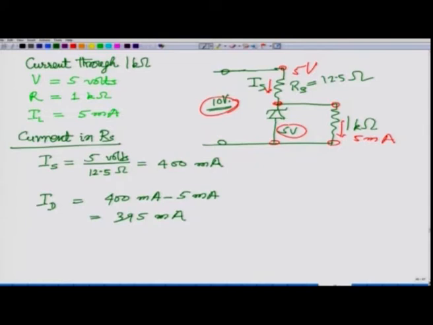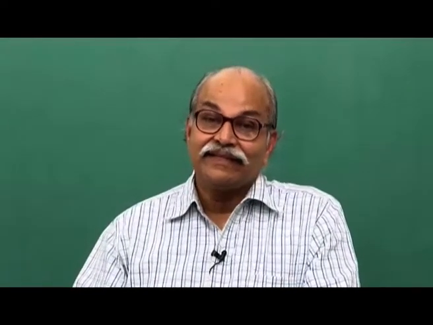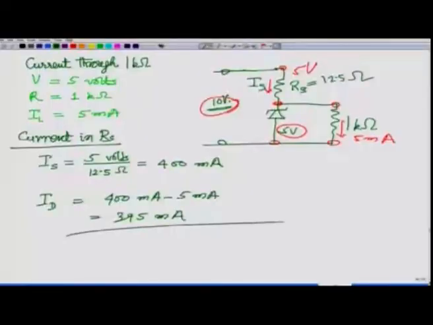So, when the load was not there, the current through the Zener was 400 milliampere. When the load is there, the current is 395 milliampere. So, the current has changed, but the voltage across the Zener diode remains 5 volt, and that is also the voltage across the load resistance. So, that is how the things go.